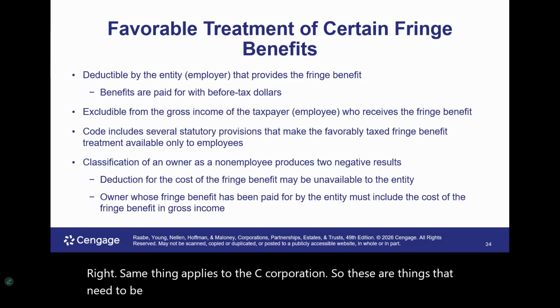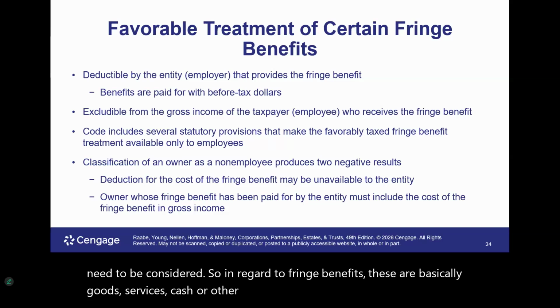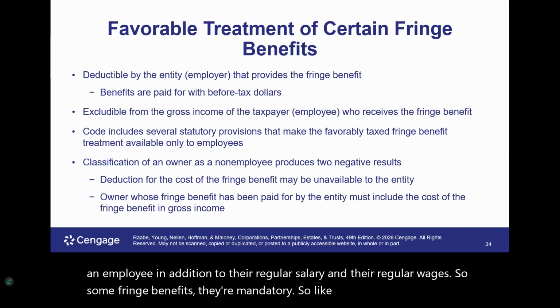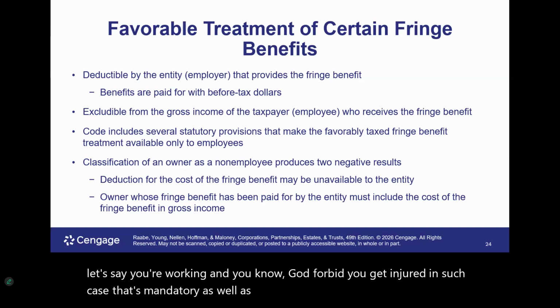So in regard to fringe benefits, these are basically goods, services, cash, or other compensation that an employer provides to an employee in addition to their regular salary and their regular wages. So some fringe benefits, they're mandatory. Like workers' compensation, let's say you're working and, God forbid, you get injured. In such case, that's mandatory, as well as unemployment insurance, as well as family and medical leave.